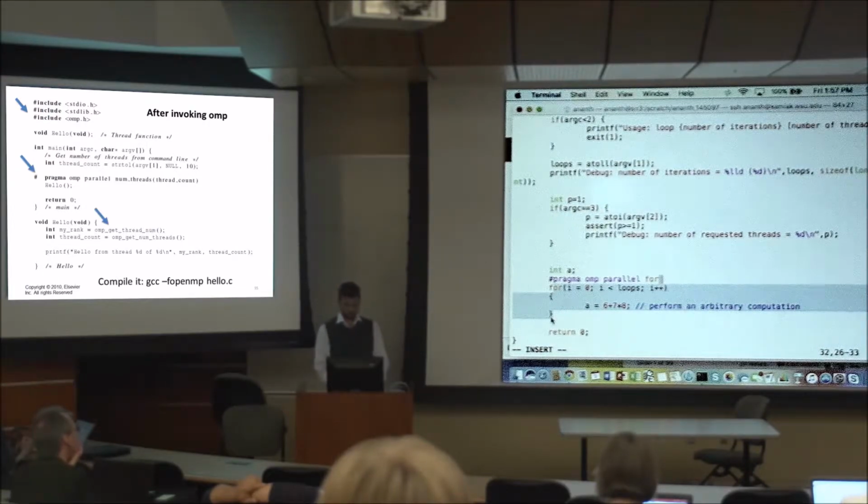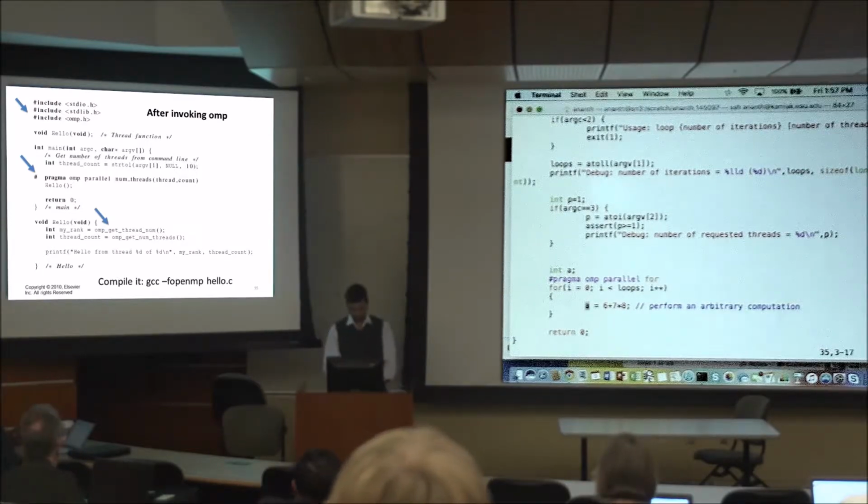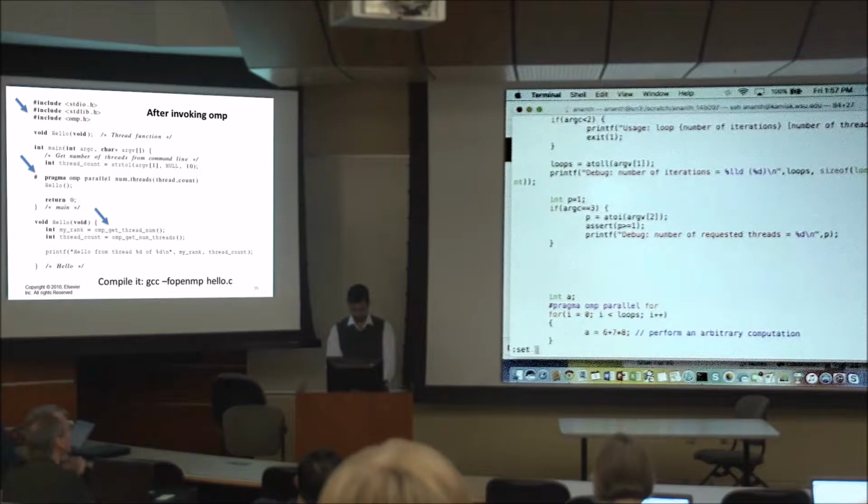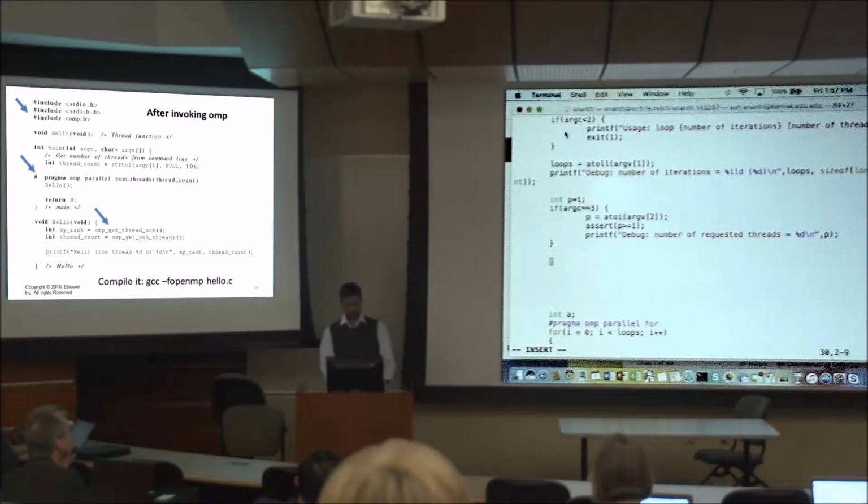Once the for loop completes, we are back to the master thread here. Okay. So let's ignore the for loop. We'll come back to it later. So far this is a main function code. Everything is executing on the master thread.